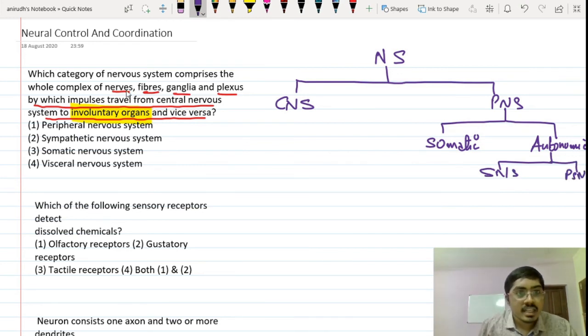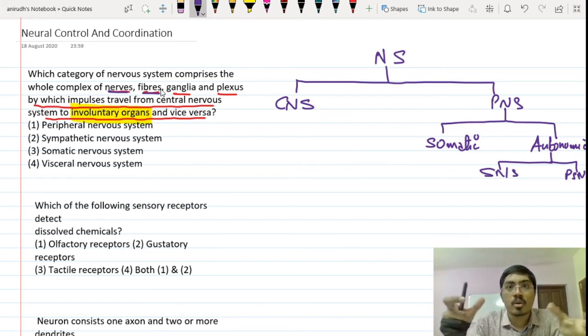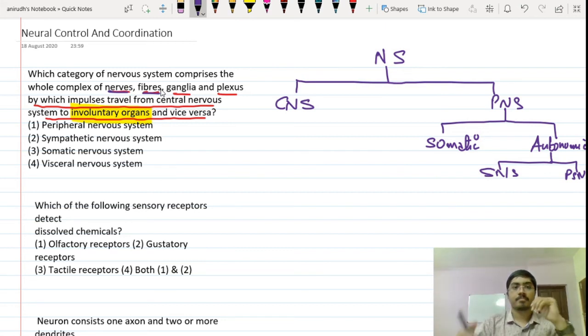Read the question again. It is comprising of nerves. Okay, fibers. What are fibers? Fibers simply means the nerves. Typically this is the name given for the axon of a nerve. You call it the nerve fiber. A single nerve is called a nerve fiber. Ganglia. Ganglia means a collection of cell bodies of the nerve, a collection of the cell bodies of the nerve outside the CNS.